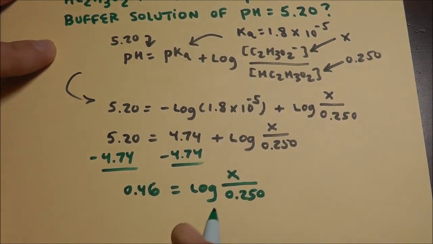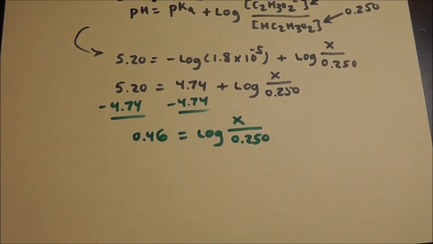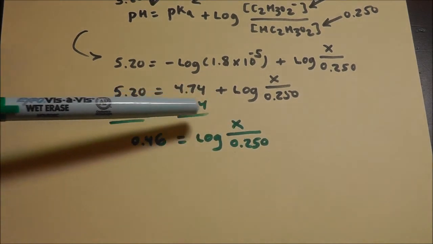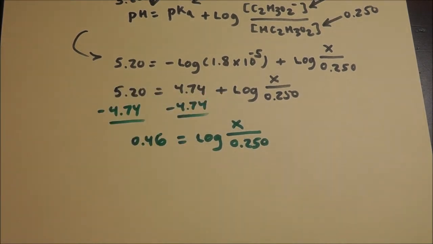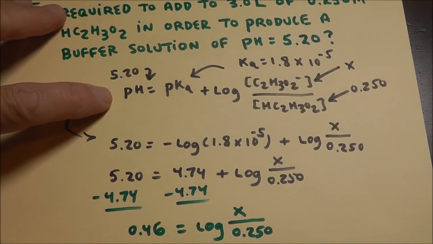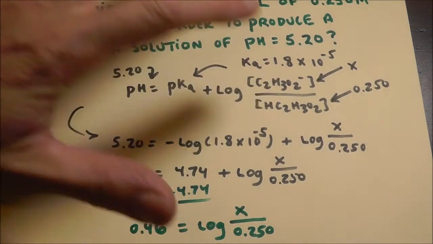Now let's try to check ourselves before we wreck ourselves. I'm going to solve for X, but I know that because that number is greater than 0, and 0 is what you'd get if these were equal, I know that X is going to be greater than 0.250. That means I'm going to have more conjugate base than acid, and that makes sense because the pH is greater than the pKa. The pKa is where it would sit if you had equal parts.